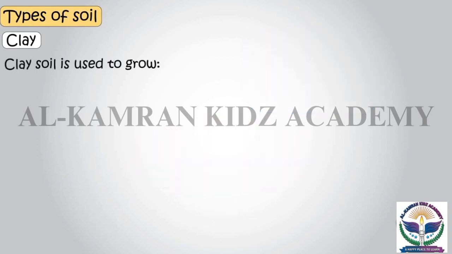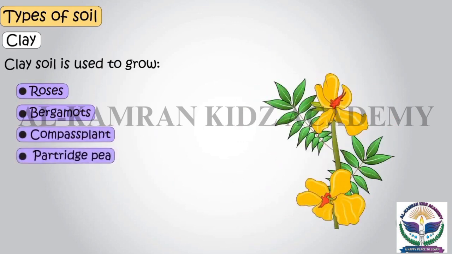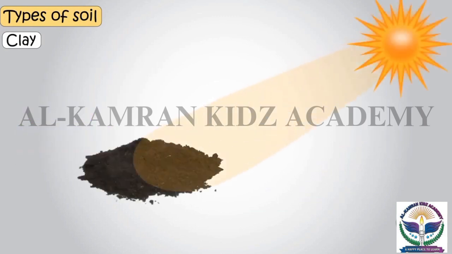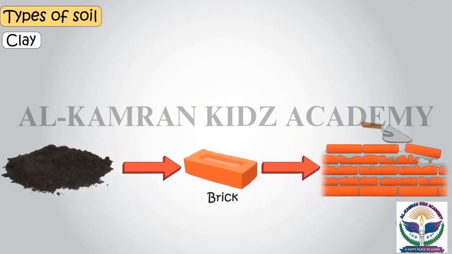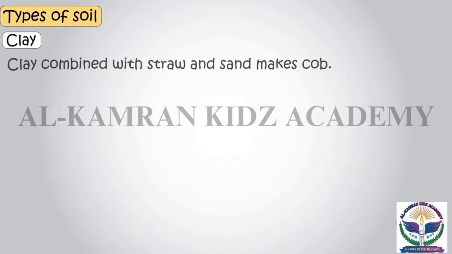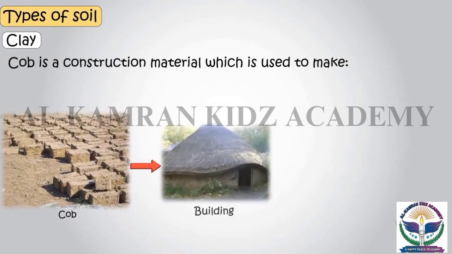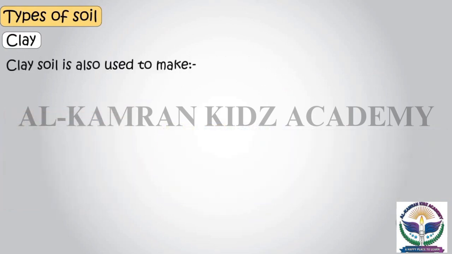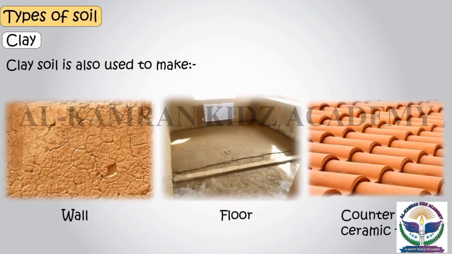Clay soil is used to grow roses, bergamots, compass plant, and partridge pea. Clay can be fired or dried in the sun to make bricks, which are then used in construction of buildings. Clay combined with straw and sand makes cob, and cob is a construction material which is used to make buildings, ovens, and benches. Clay soil is also used to make walls, floors, countertops, and ceramic tiles.